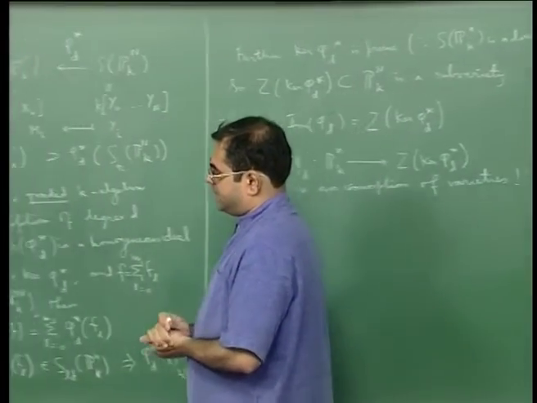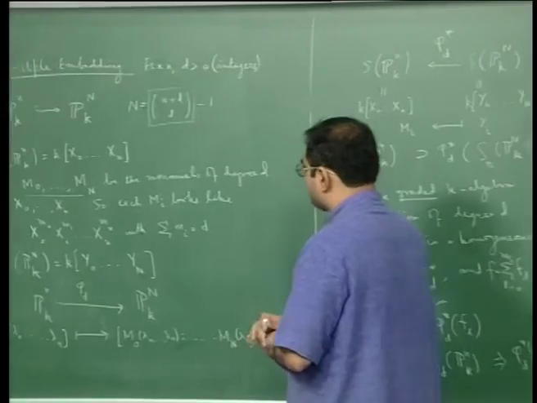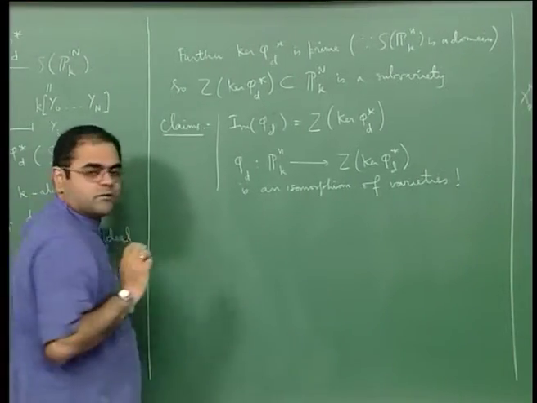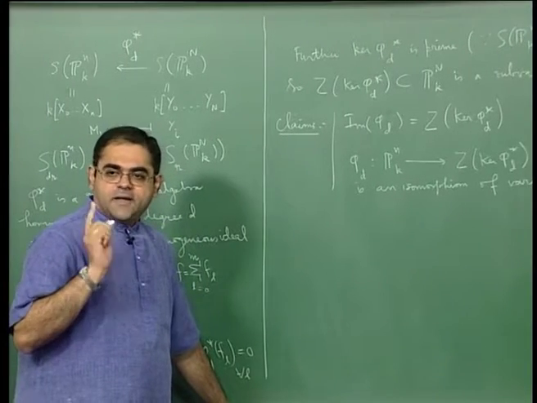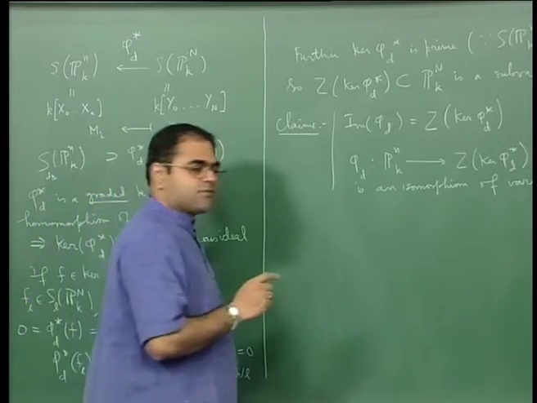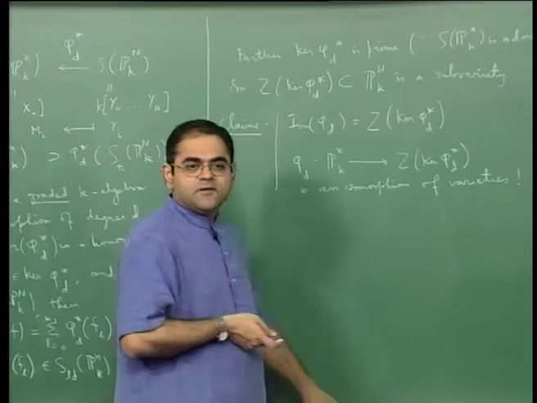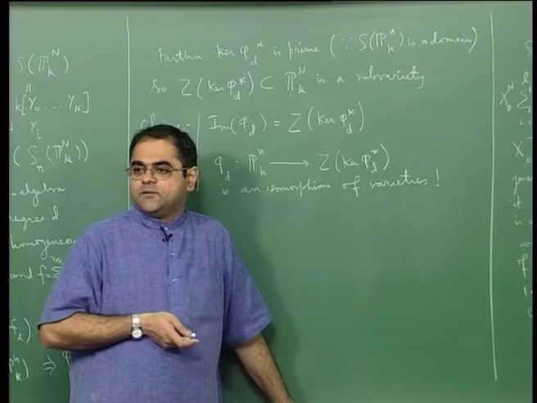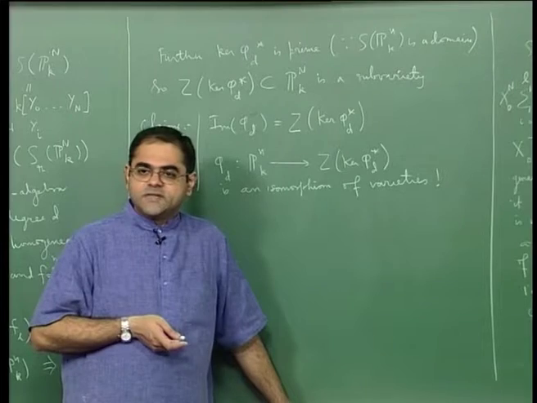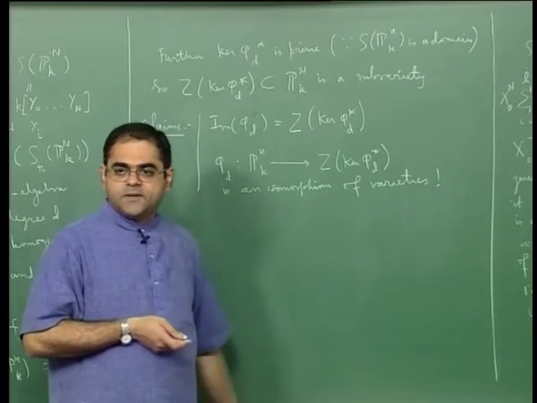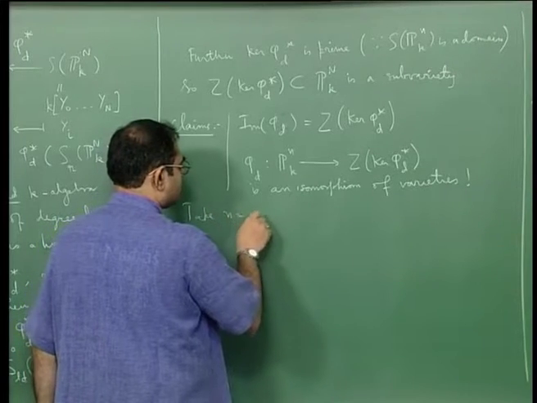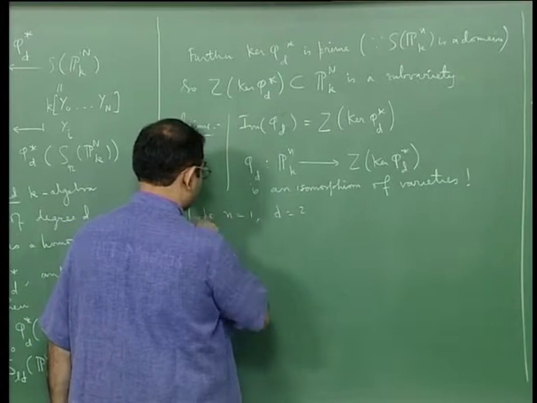But before we try to settle these claims, I just want you to look at the case when small n is 1 and d is 2. That is the simplest case, and the reason we often look at it is to show that you can have two projective varieties which are isomorphic, but their homogeneous coordinate rings are not isomorphic. So take n equal to 1, d equal to 2.